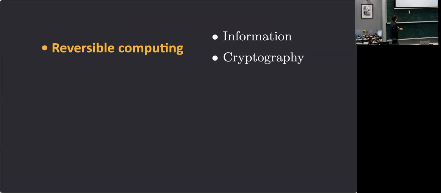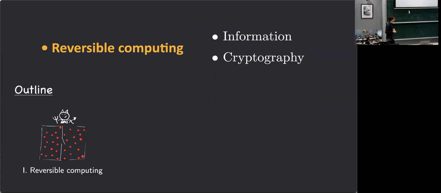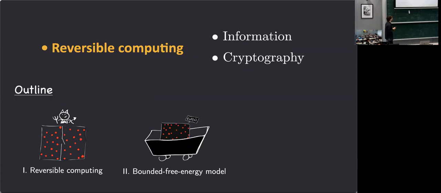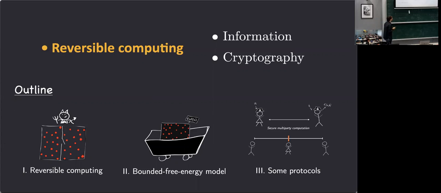To summarize, this work is making a link between reversible computing, information and cryptography. My outline is as follows. I will first talk about reversible computing. Then I will describe the bounded free energy model that I built inside this framework of reversible computing. Then I'll finish with some protocols and proofs of examples of cryptography that we can do in this model, in an information theoretic secure way.